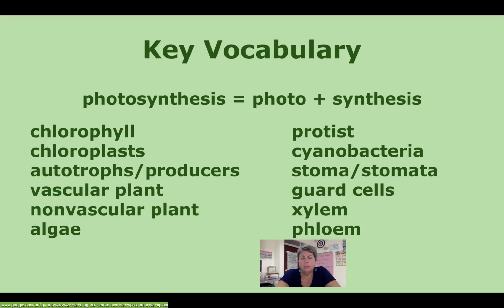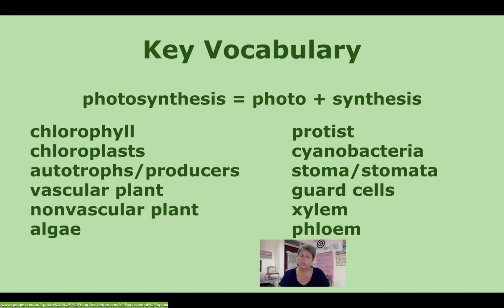All right, so here are some of the key vocabulary that I mentioned, and I think are terms that you need to be familiar with in order to understand the process of photosynthesis. Of course, photosynthesis itself, we broke it down into its parts, photo meaning light and synthesis, and then we talked about chlorophyll and chloroplast. Chlorophyll is that green pigment that's able to absorb the light energy from the sun to power the process of photosynthesis. We've got chloroplasts, those little organelles, those little bodies within the cell where they hold all of the chlorophyll.